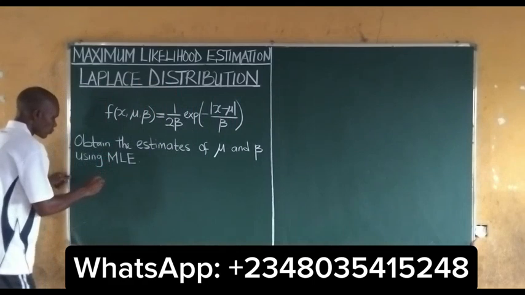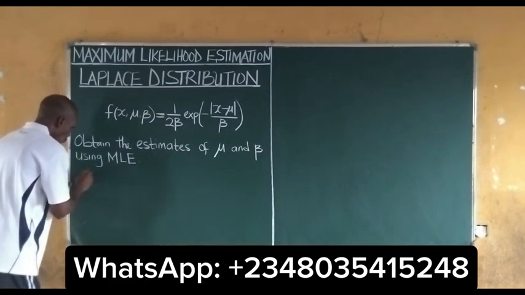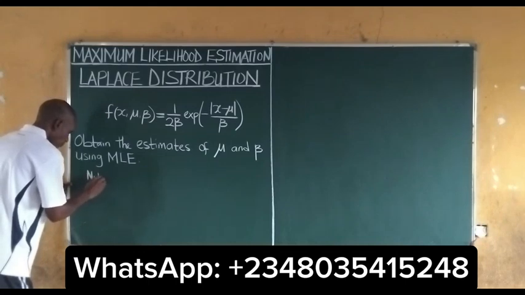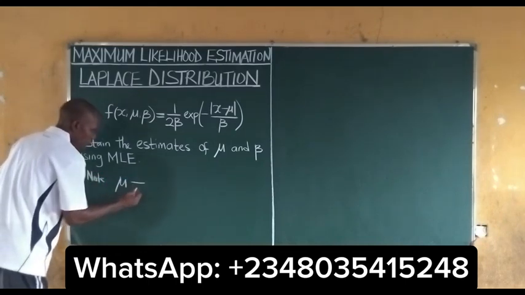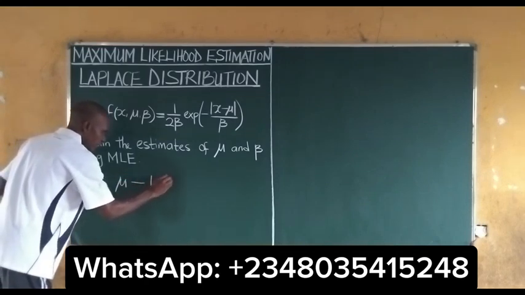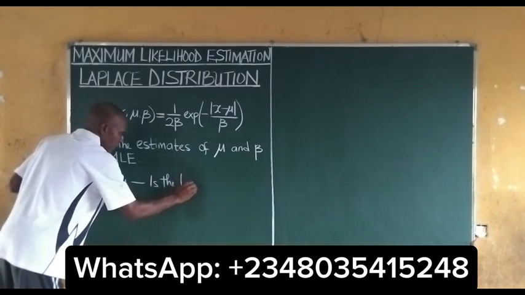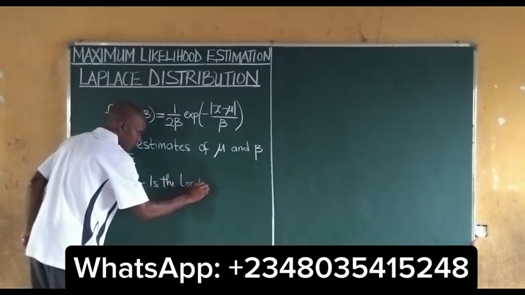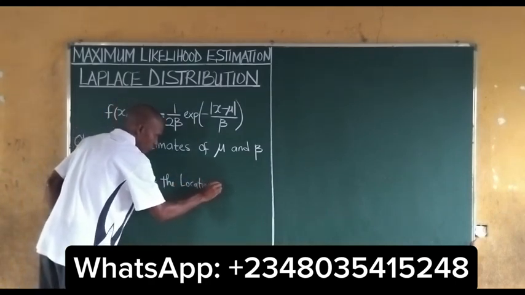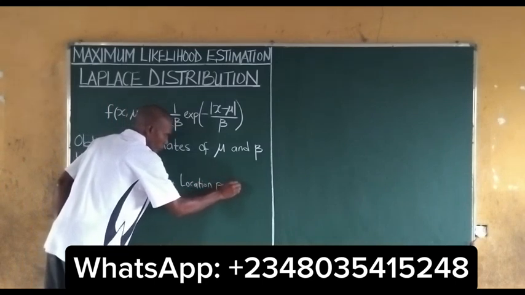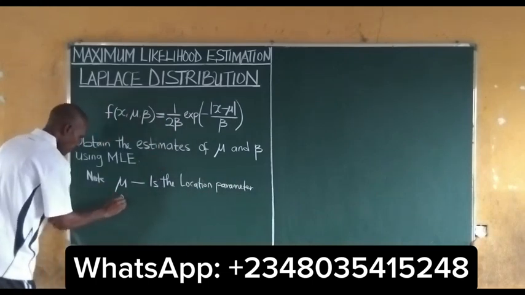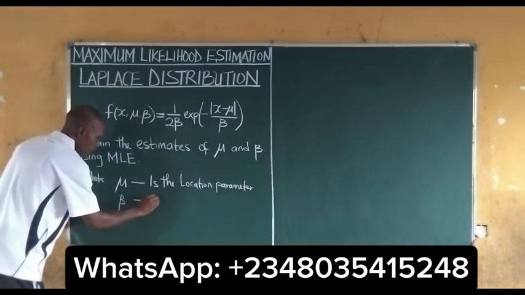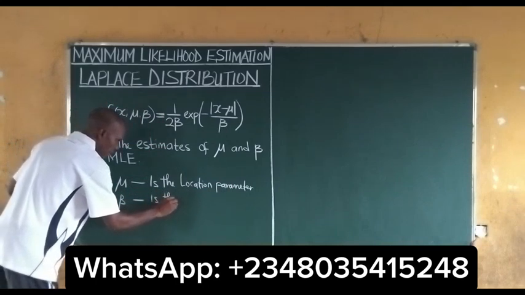The first thing to do is that we note that mu here is the location parameter. Also, beta is the scale parameter.